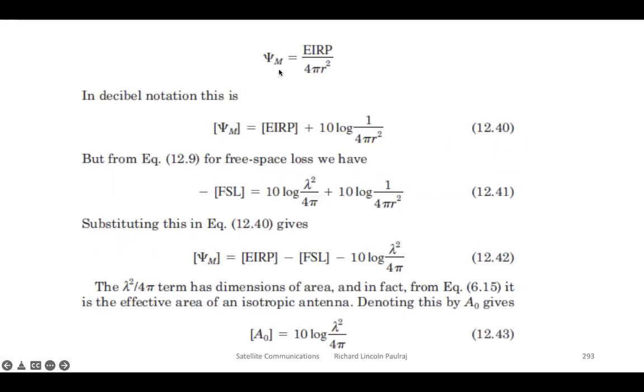This is the formula. M is your maximum flux density, which is EIRP divided by 4 pi r square. If I take it in dB, then it is EIRP plus 10 log 1 by 4 pi r square. Free space loss is equal to 10 log lambda square divided by 4 pi. So take down this formula. This becomes an important one, where it represents EIRP and free space loss.